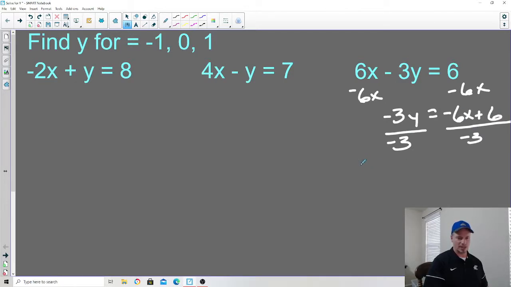So now when I do that, I get y is equal to, okay, that becomes a positive 2x. That's a bad 2, but it is. And that becomes a negative 2, so minus 2. And there's my equation, y equals 2x minus 2.